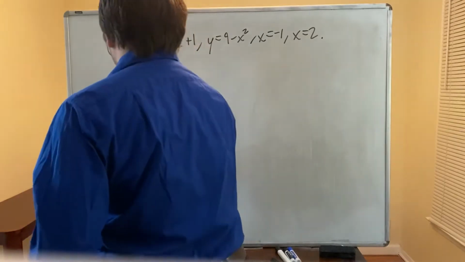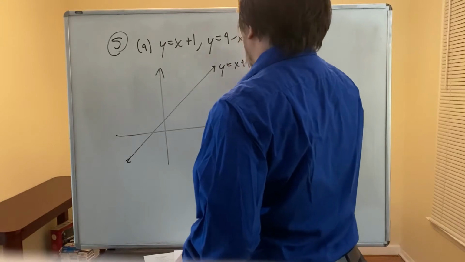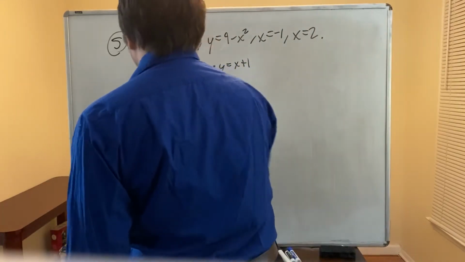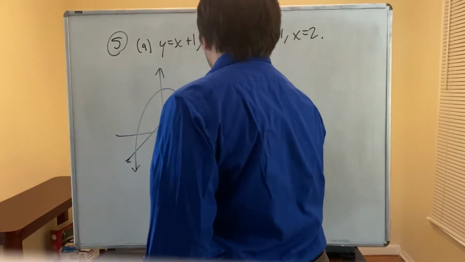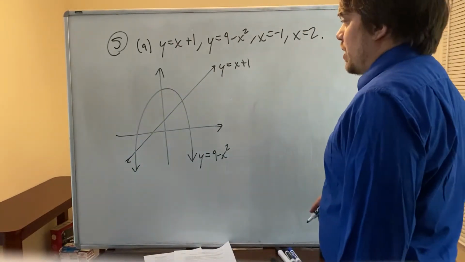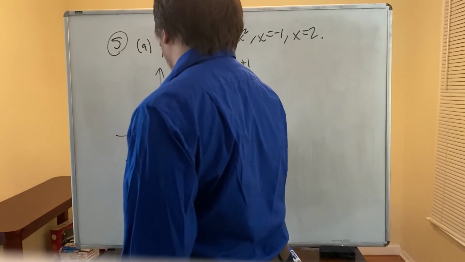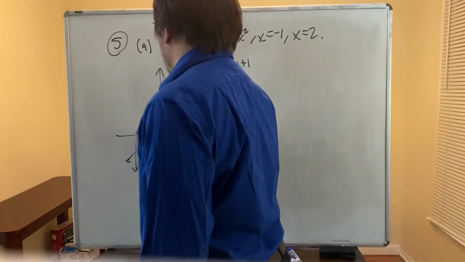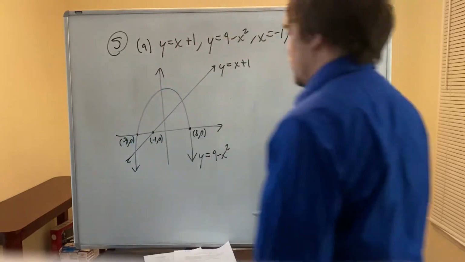So y equals x plus 1 looks like this. Y equals 9 minus x squared looks like this. X equals -1. Well, this point is -1 comma 0. This point is 3 comma 0. This point is -3 comma 0. Right, so just all the curves are.